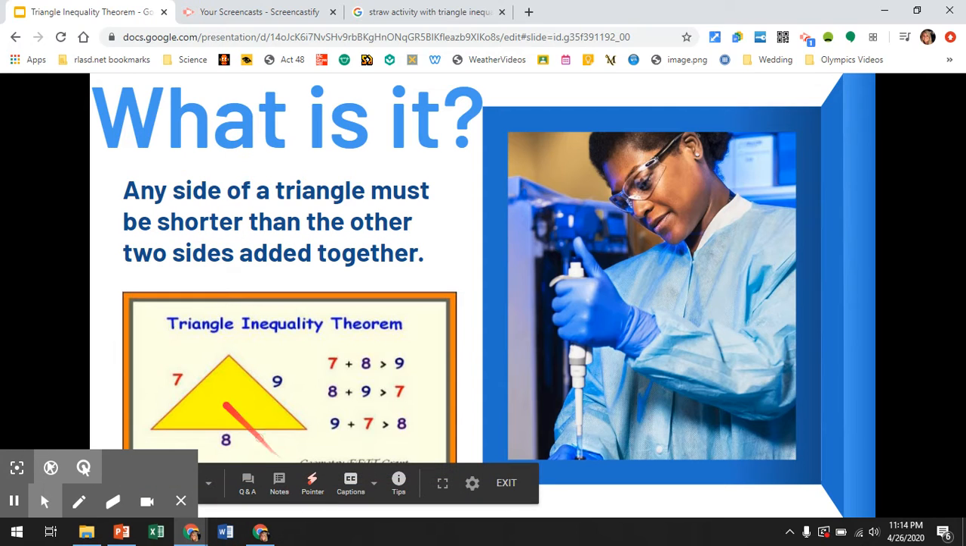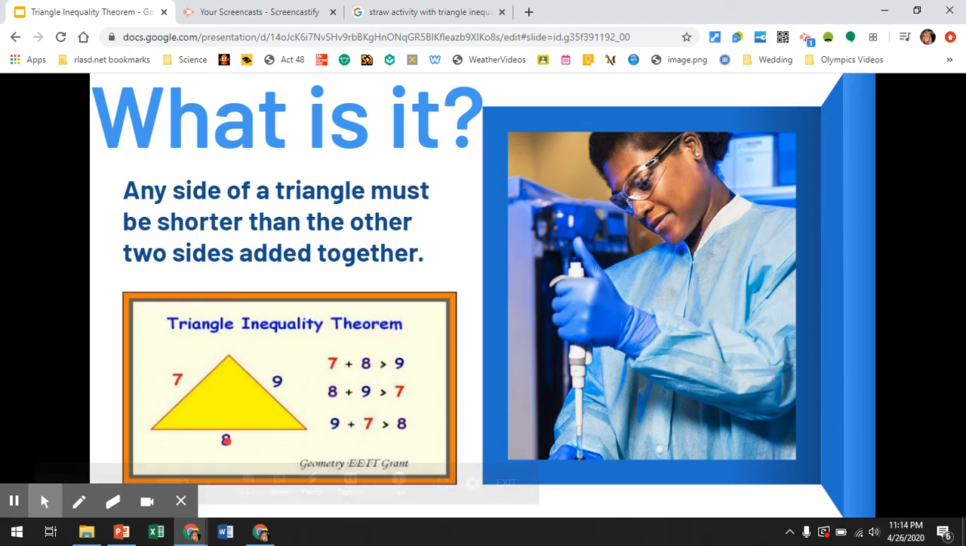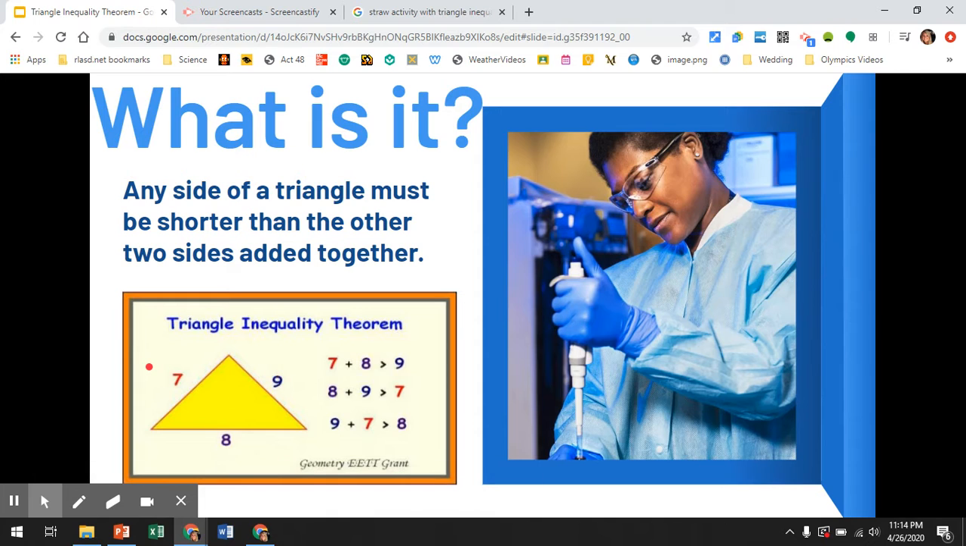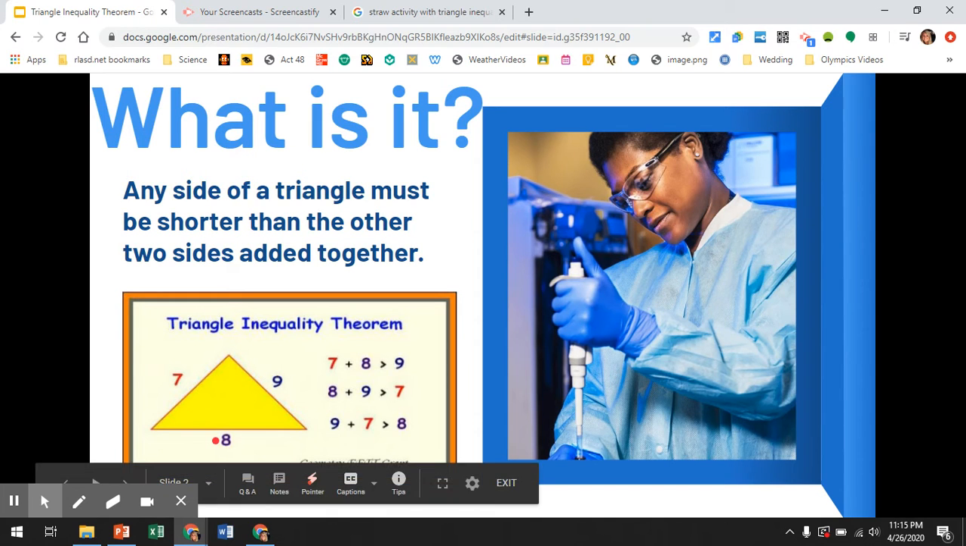So if we take a look at that picture below, if I add 7 and 8 together, that gives me 15. And since 15 is greater than 9, that works. If I do 8 plus 9 together, that gives me 17, and 17 is greater than 7, so that one also works. And if I do 9 plus 7, that gives me 16, which is also greater than 8. Because all 3 of my equations work out, in which the two sides added together are greater than the other side, this would create a triangle. And that's how you decide if a triangle can be created or not.